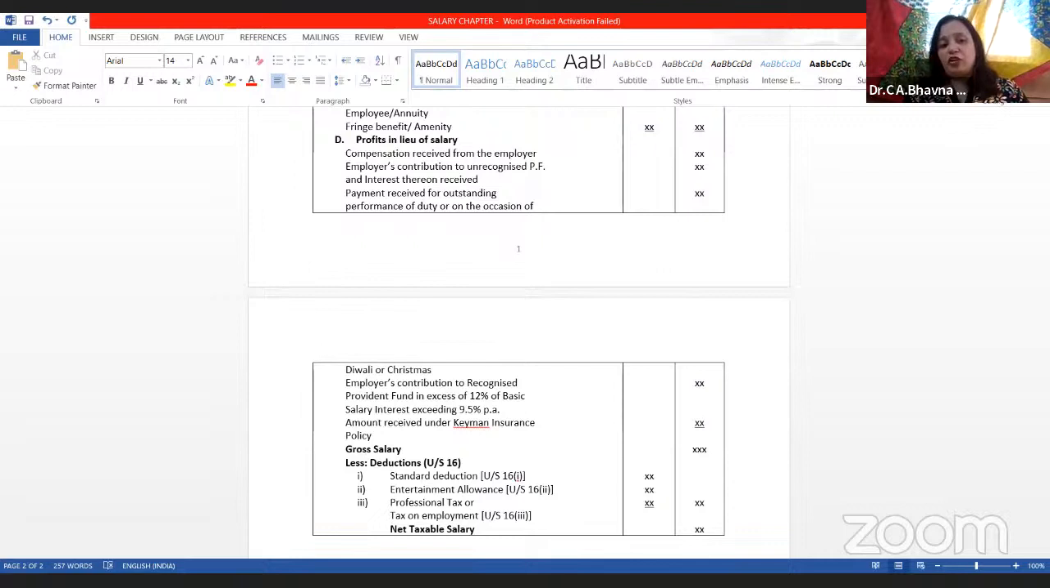This is the format. Gross annual value less municipal taxes paid, net annual value less standard deduction, you less interest on borrowed capital, deductible, you get income from self-occupied property.